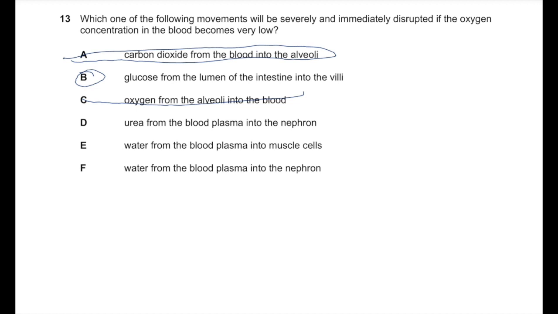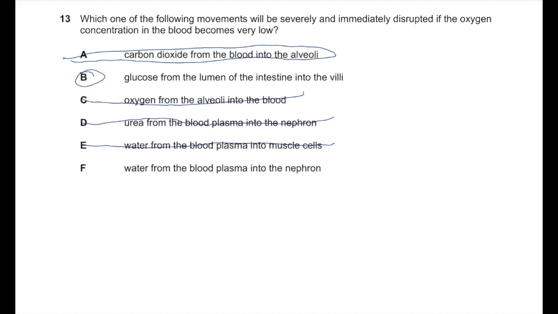D. Urea from the blood plasma into the nephron. This occurs through ultrafiltration, which doesn't require oxygen, so D is eliminated. Option E. Water from blood plasma into muscle cells. That occurs through osmosis, so that is incorrect. And that's a bit of a trick question because it has muscle cells in it, and people are going to be thinking, muscle cells, they respire a lot, so that has to be the answer.